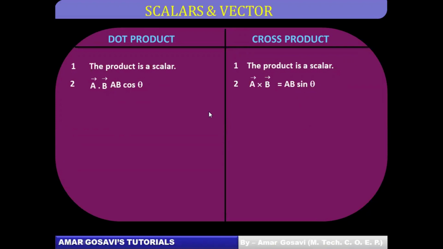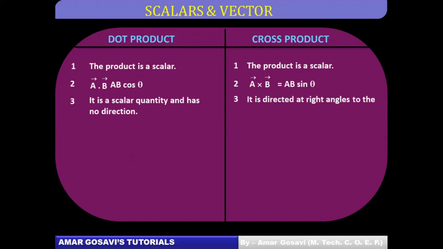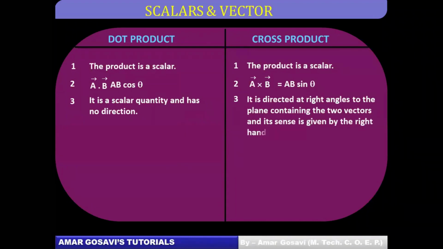Now, the next point of difference between dot product and cross product: dot product is a scalar quantity and has no direction. The cross product is directed at right angles to the plane of the two vectors. That's given by the right hand rule. That's what we have seen for cross product, friends. And its sense is given by the right hand thumb rule. That's what we have seen.